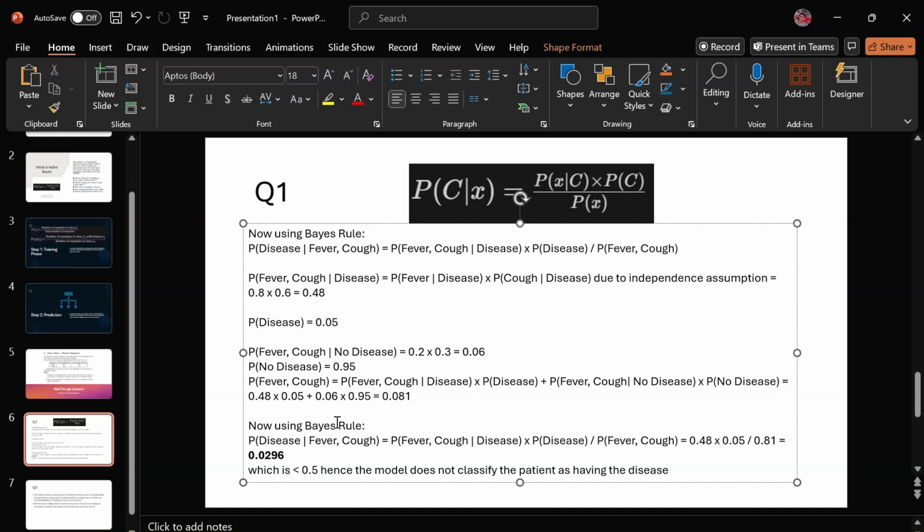Now going back to the original rule over here, we have all the terms we need to actually just do the math. So here, the probability that they have the disease, given that they have a fever and a cough, can be boiled down to 0.48 from there, multiplied by 0.05 from here, divided by 0.81. Sorry, 0.81. Is it 0.81 or is it 0.081? I think it's 0.081. I'm just going to verify that I've got that correct.